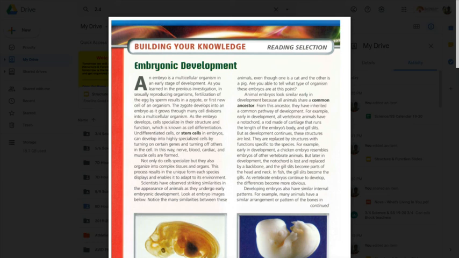Hello, learners. We're going to be reading the article Embryonic Development out of our Structure and Function unit. Here we go. An embryo is a multicellular organism in the early stage of development.